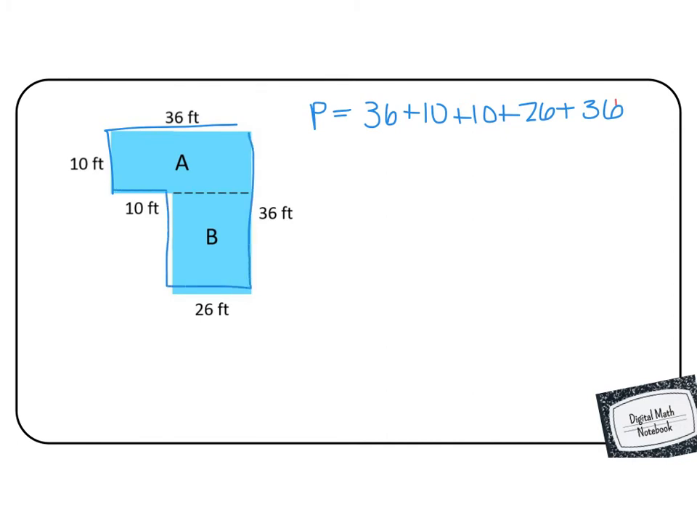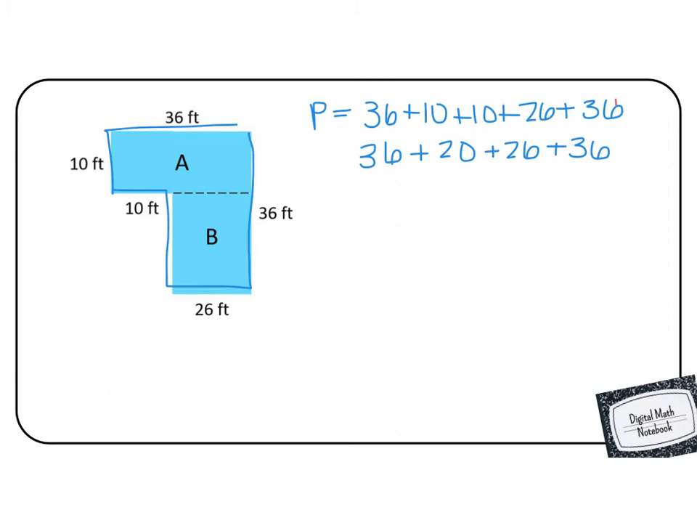All right, let's see if we can group some of these numbers together as we add. I see a 10 and a 10, that gives me 20. So 36 plus 20 plus 26 plus 36.